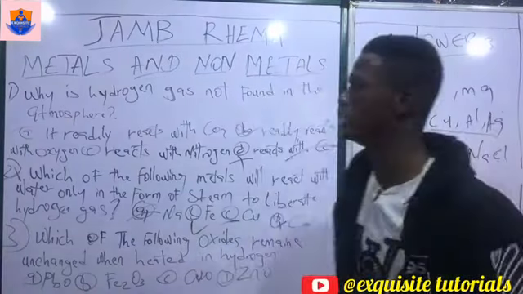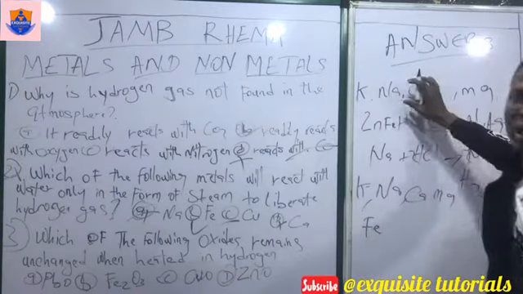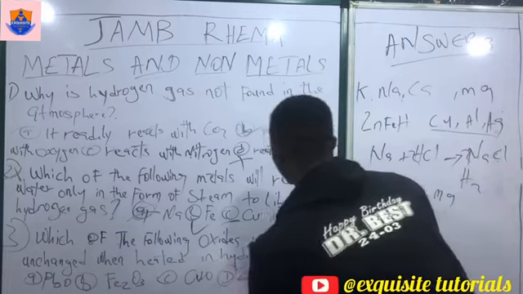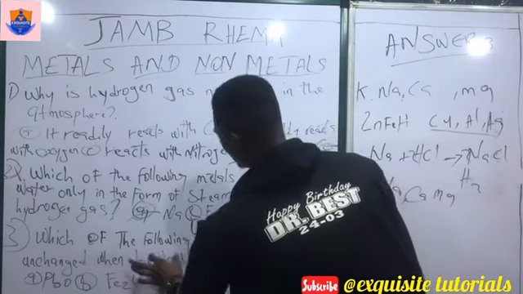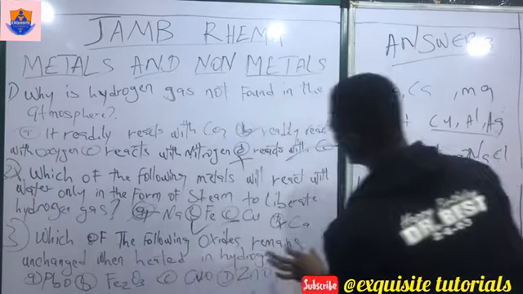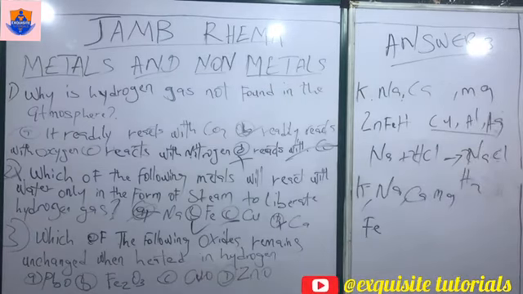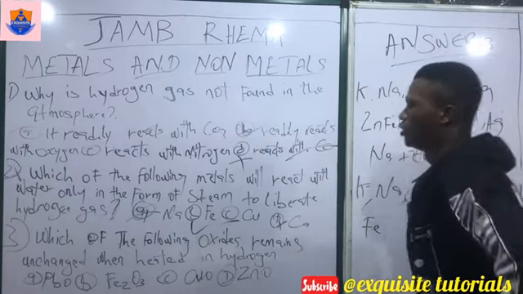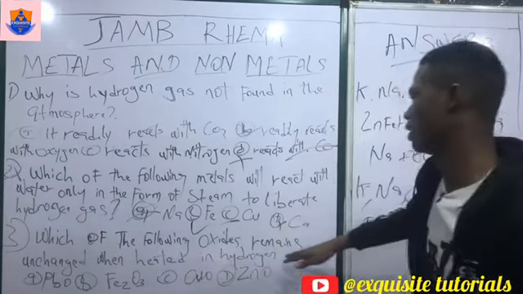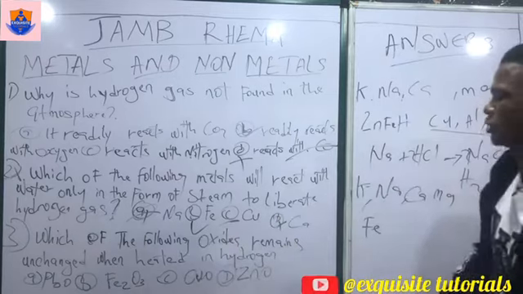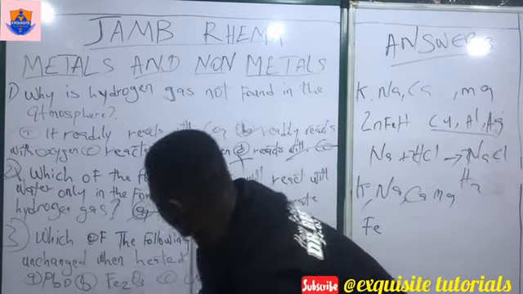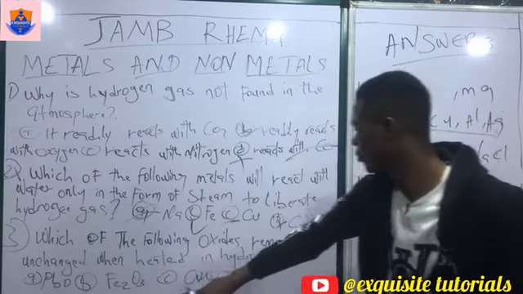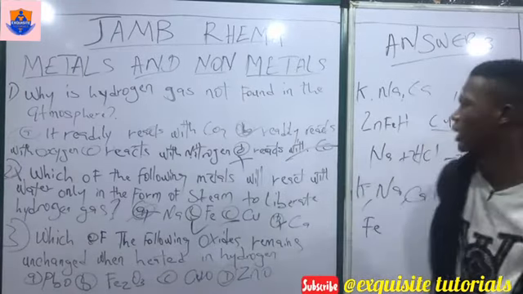Now we are still going to use this electrochemical series to answer our question number 3, which says, which of the following oxides remain unchanged when heated in hydrogen? Now let's do some kind of tricky questions. Which of the following oxides remains unchanged when heated with hydrogen? We have lead oxide, we have iron oxide, we have copper oxide, we have zinc oxide.